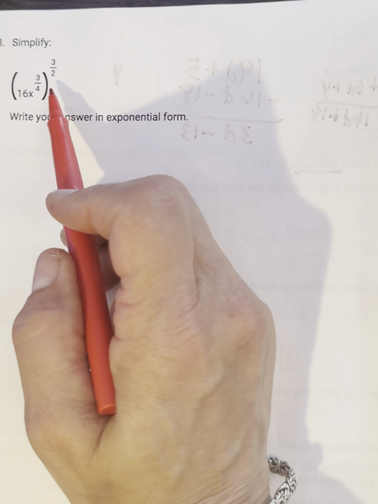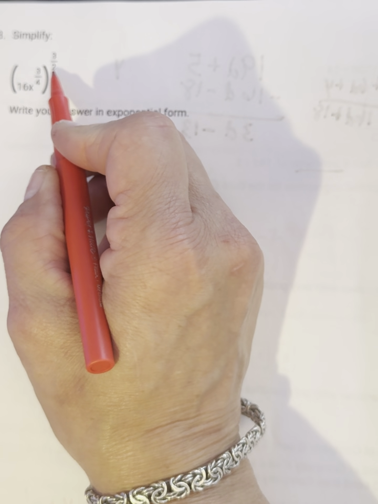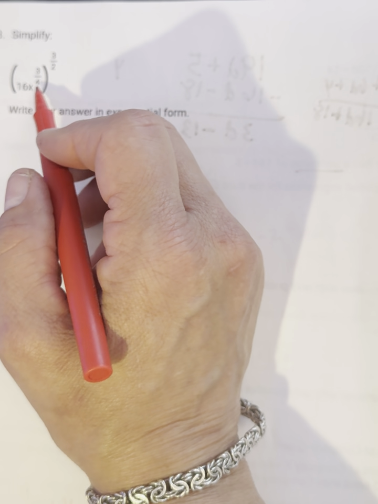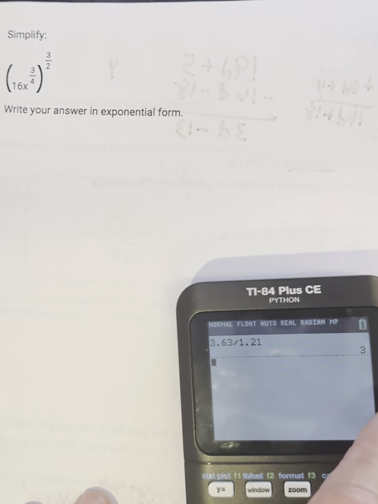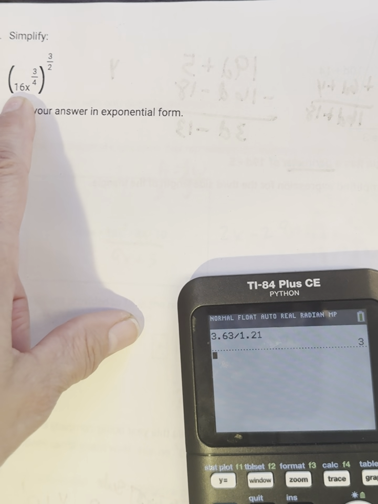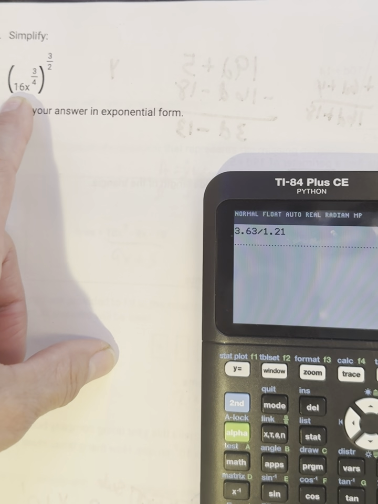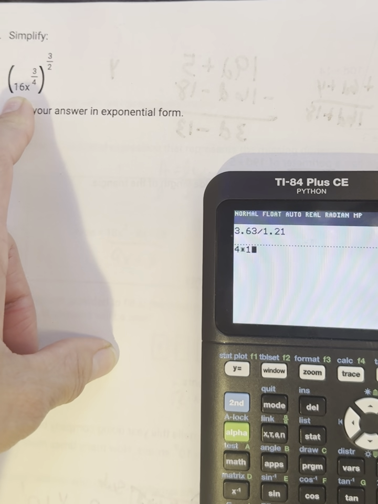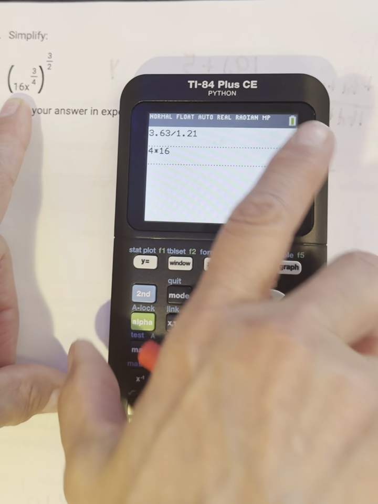So 16 to the 3/2. First off, the bottom number is your root, and the 3 is what you raise it to. So what's the square root of 16? Your perfect squares are 4, and then 9 and 16. So the square root of 16 is 4, and then you cube 4. 4 times 4 is 16, and then 4 times 16 is 64.